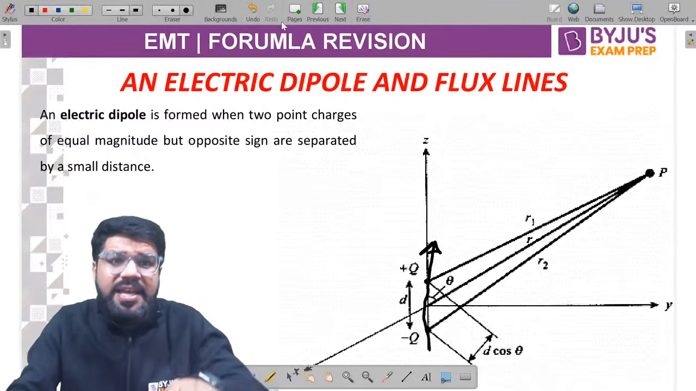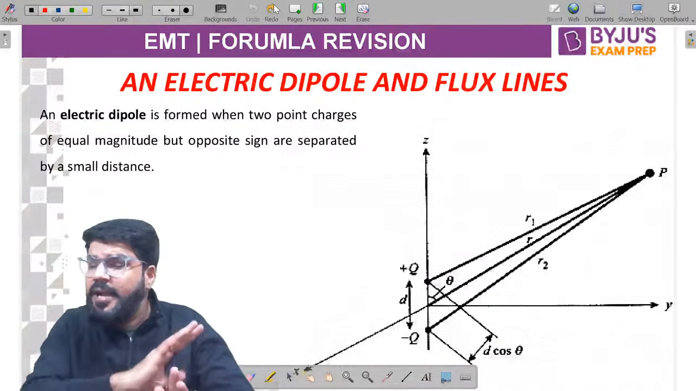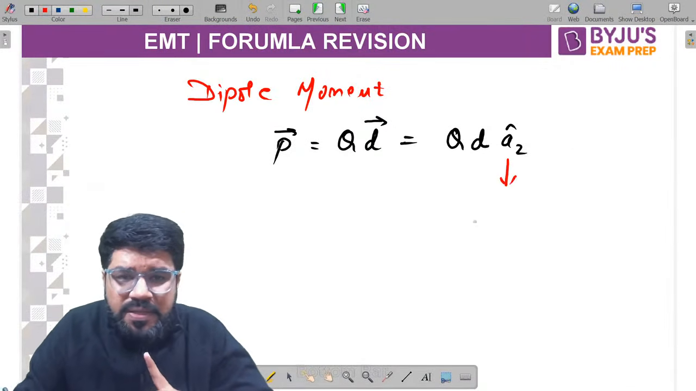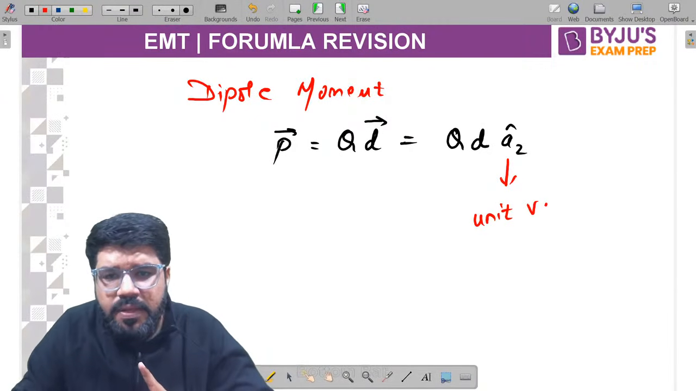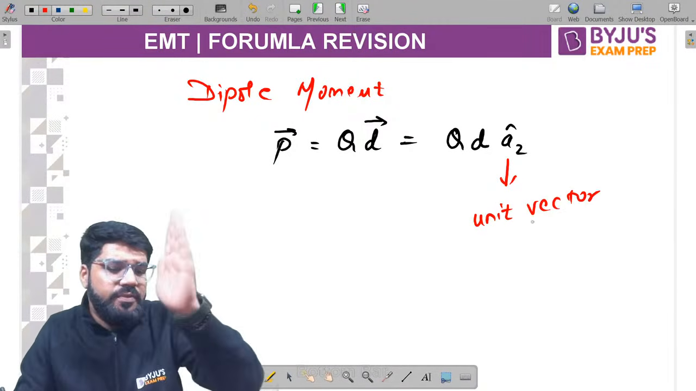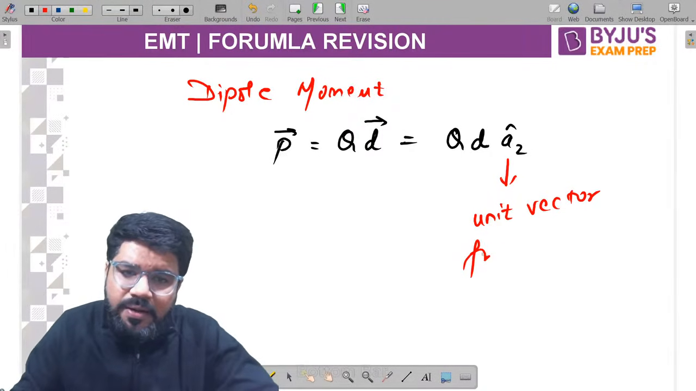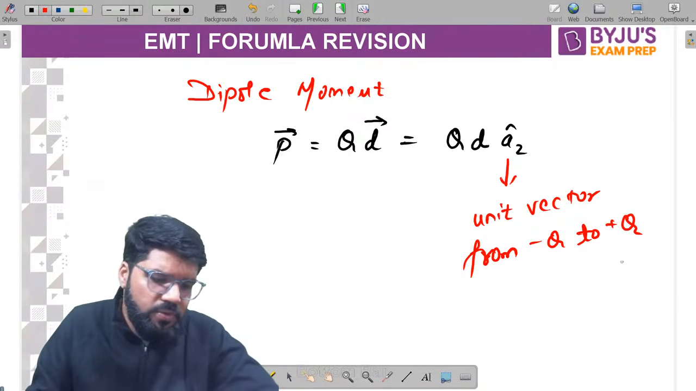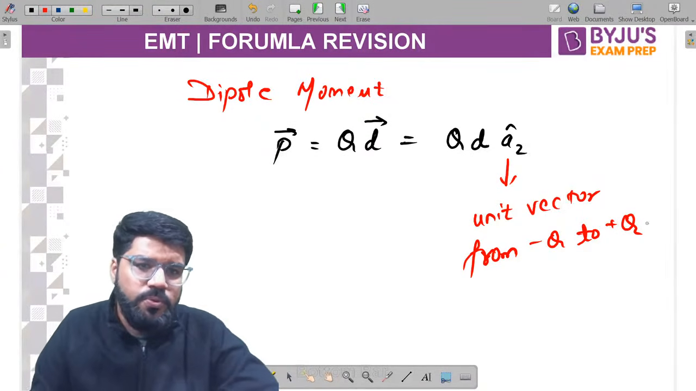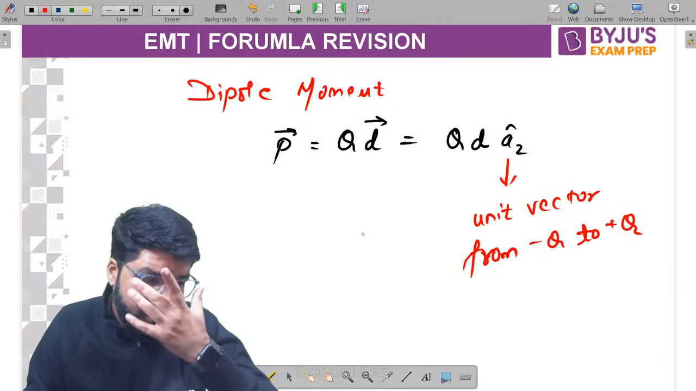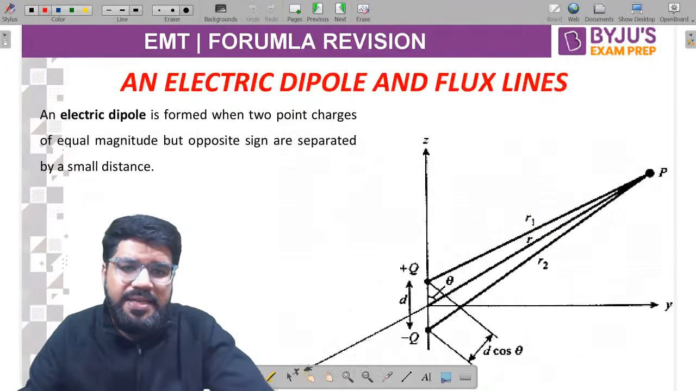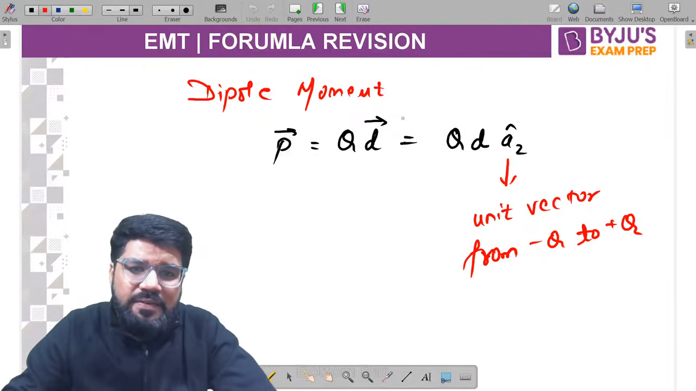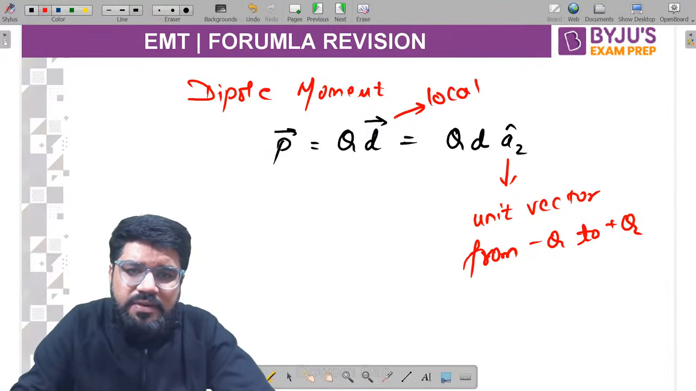Right now this dipole has been arranged along the z axis. It may not always be along the z axis, so let me generalize and say this represents the unit vector, the direction in which the dipole is placed. It is the unit vector from minus q towards plus q. It is the a_z cap, and the dipole moment is qd. Here d is known as the location vector.